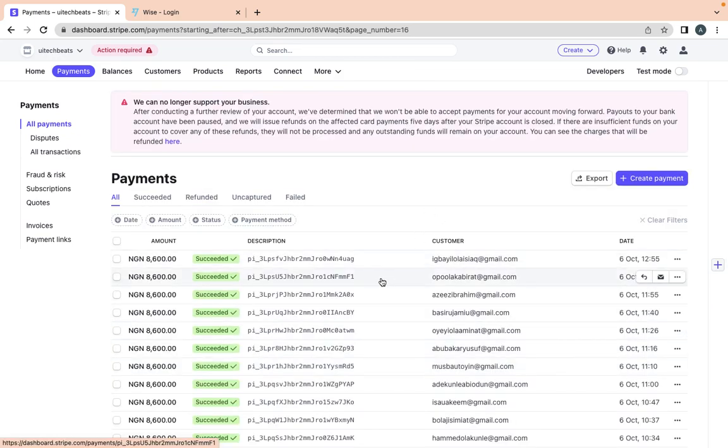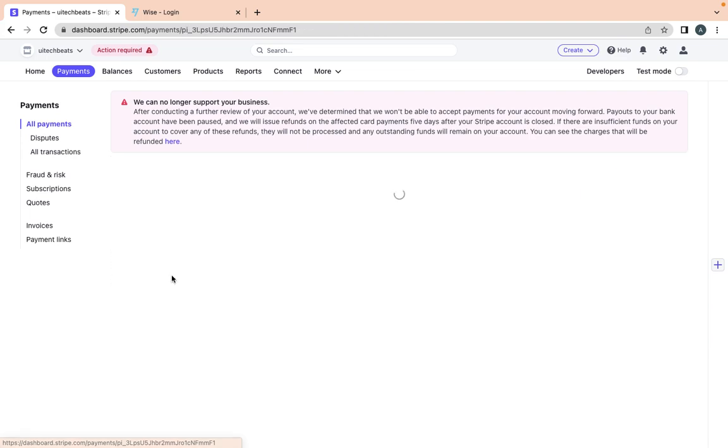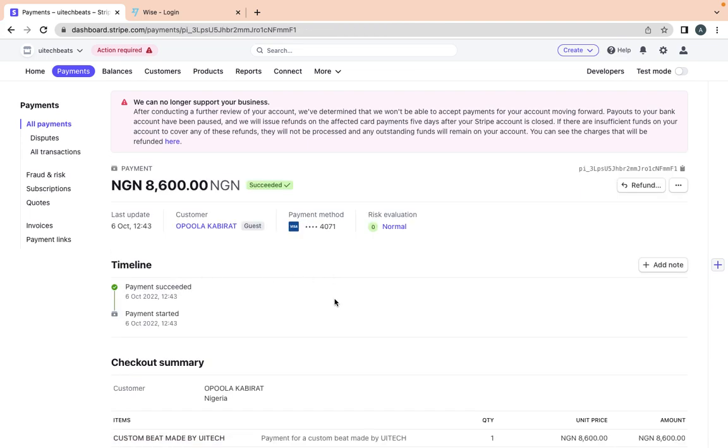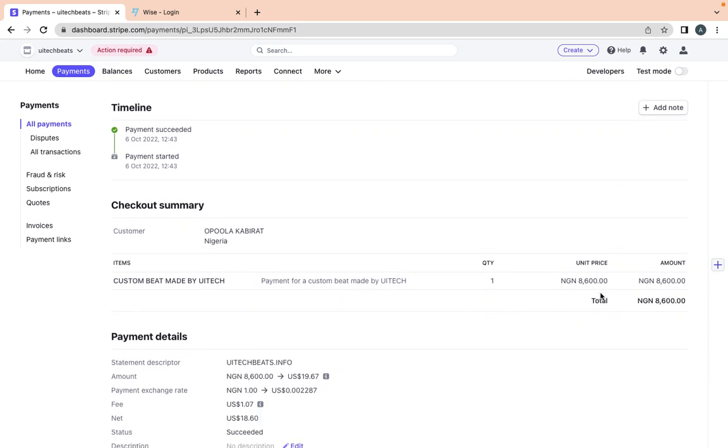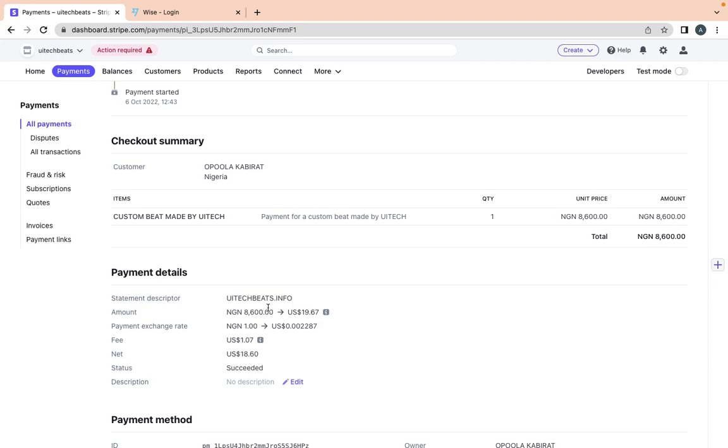So, for example, when you check this payment, you can see that I charged 8,600 naira for this. Stripe converted this amount to $19.67. After the charges, because there are charges for Stripe, my net profit was $18.60. So there was about 4,000 naira plus profit on each card.